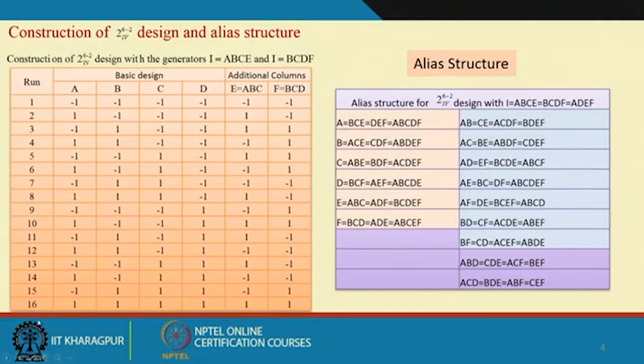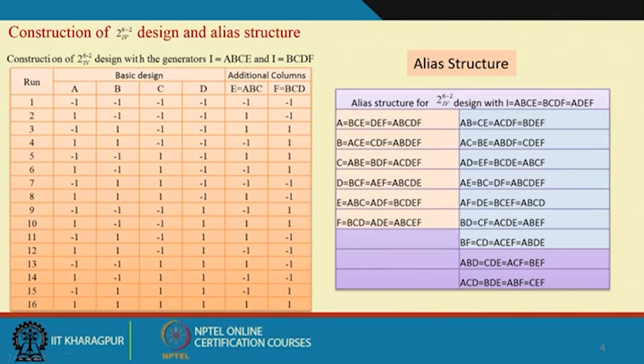You see, run 1 to 16, then the basic design involving A, B, C, D, and you created this plus minus, and then additional column E equal to A, B, C and F equal to B, C, D. Then you are getting the plus 1 minus 1 accordingly by multiplying the corresponding columns. E is confounded with A, B, C, so E is the A column into B column into C column. So, that will give you minus 1 here, plus 1 here, like this. So, this is the design for 2 to the power 6 minus 2, that is, 4.